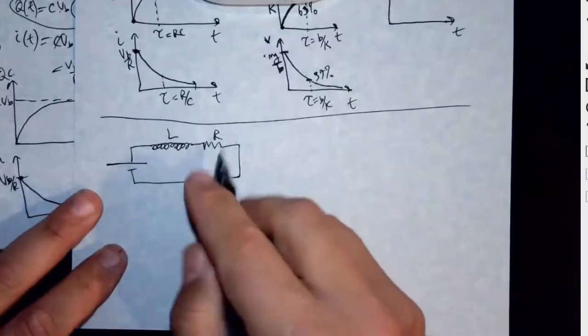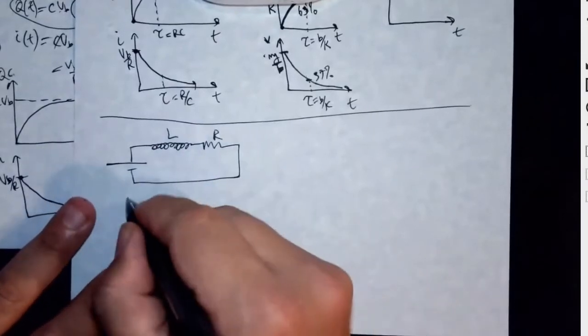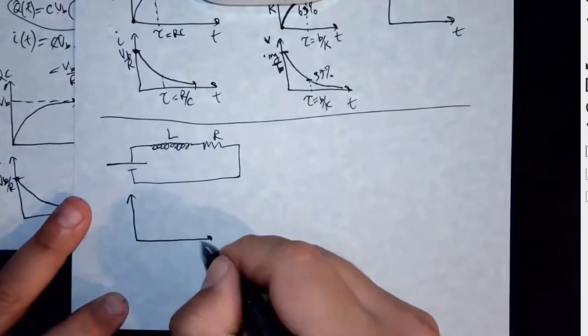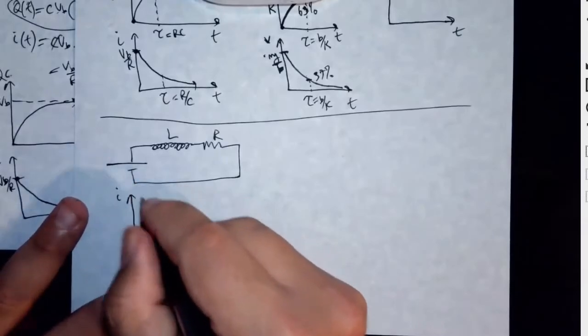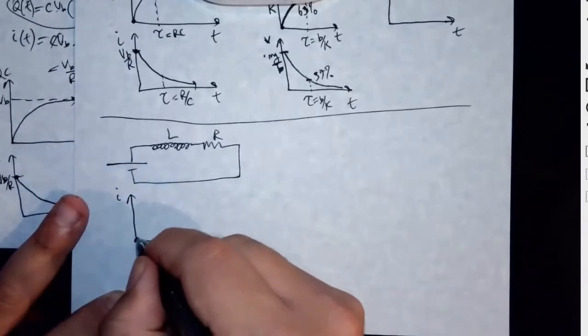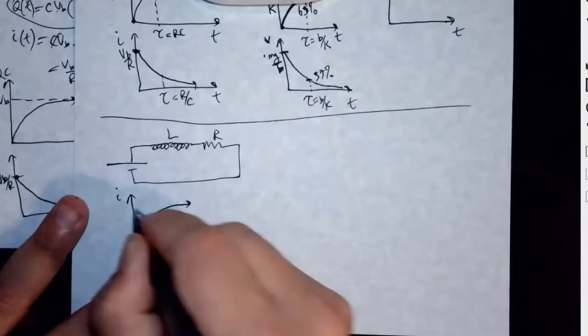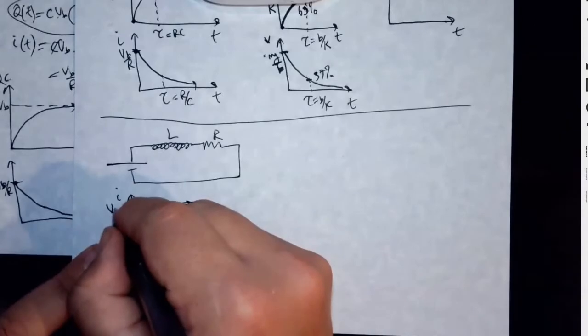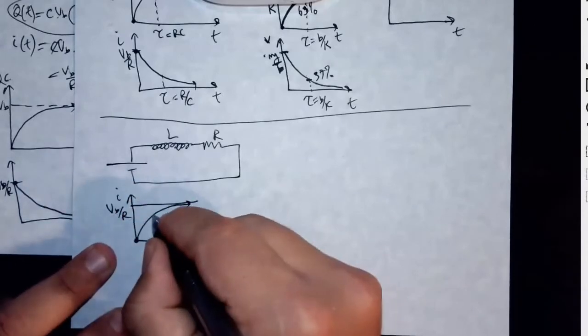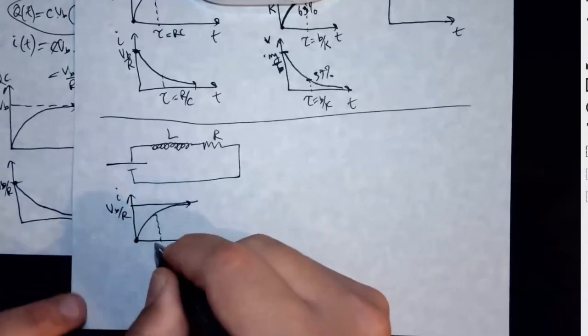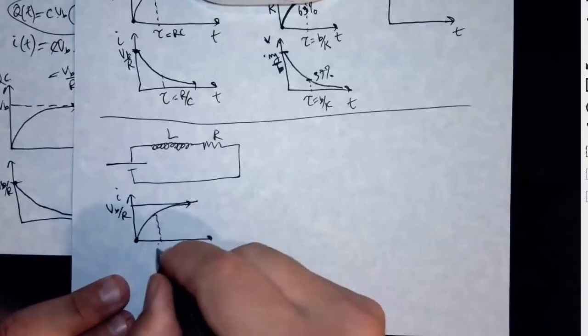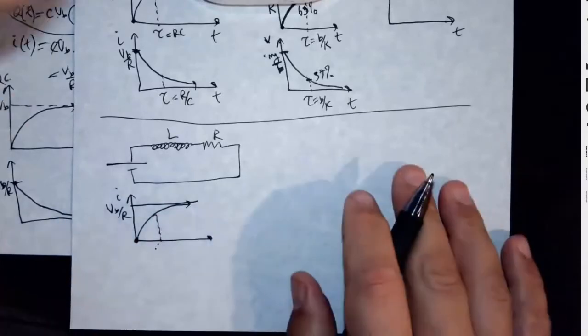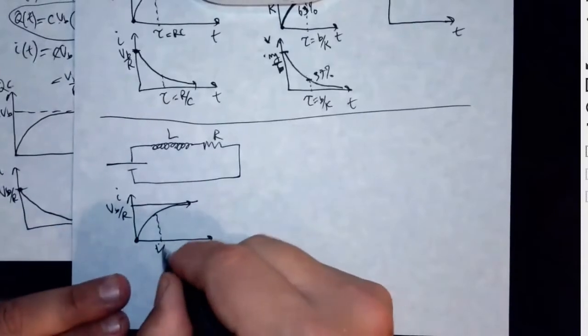So now how are things behaving? Here, the current is the one that's starting at 0, and it's going like this, right? I'm just redrawing what we did earlier. And then what's the time constant? L over R, right? Yeah, L over R.